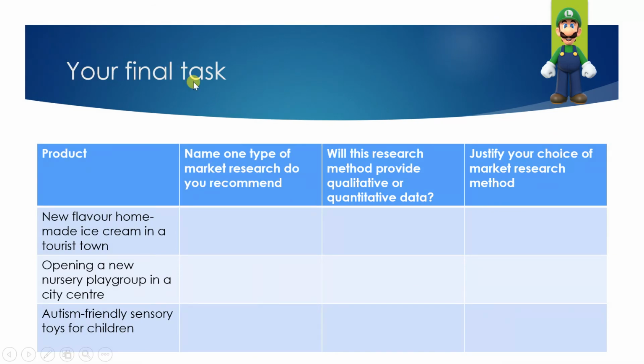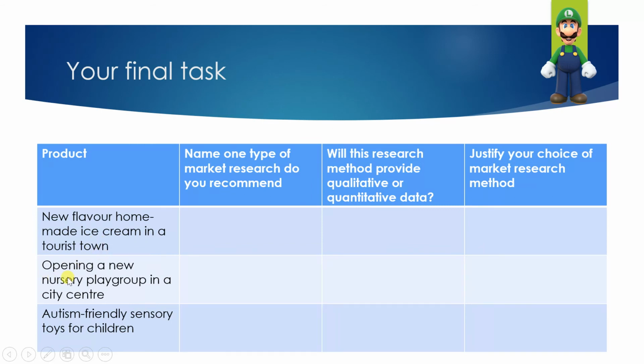Your final task. Now we've been developing your knowledge of primary and secondary research and some qualitative and quantitative data, those definitions, the second task, the key terms you've done. We're going to use that information. So I've given you 3 scenarios: a new flavour for a homemade ice cream parlour that's in a tourist town. Perhaps there might be one in Ironbridge that I'm thinking of that we need to think about.